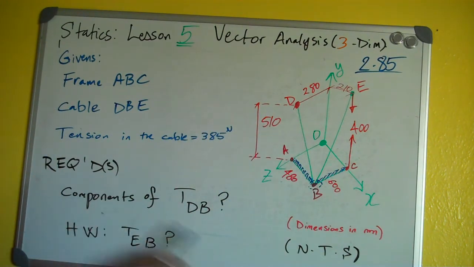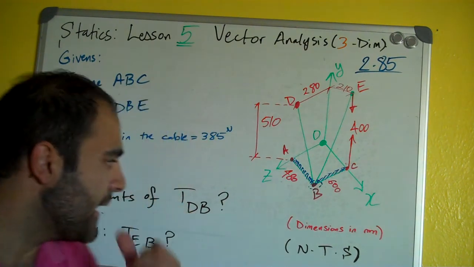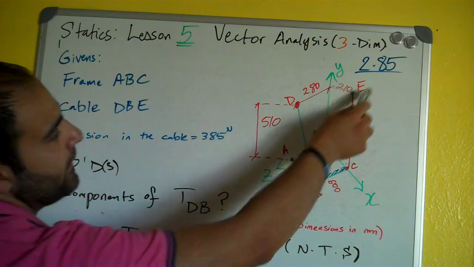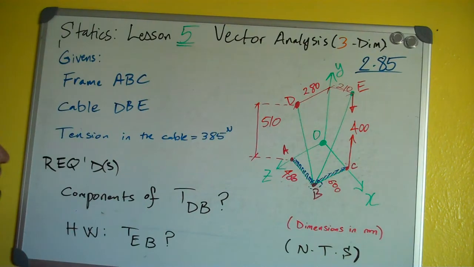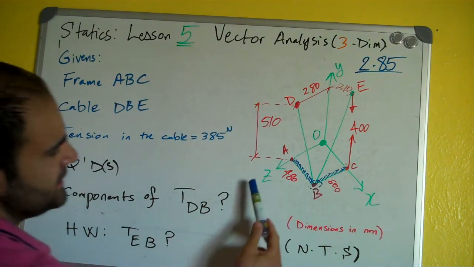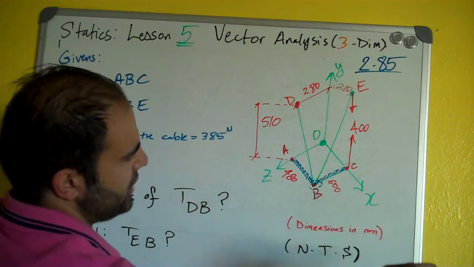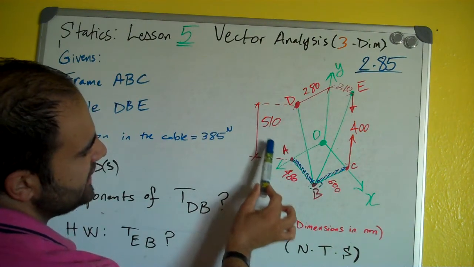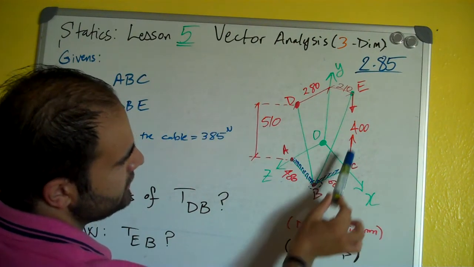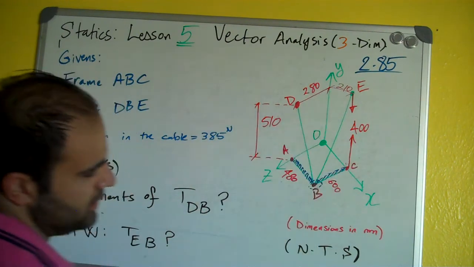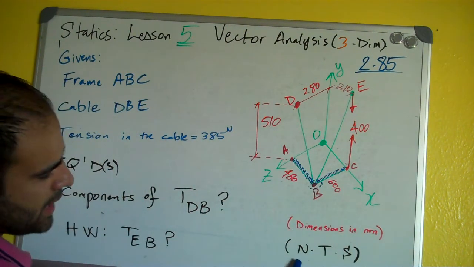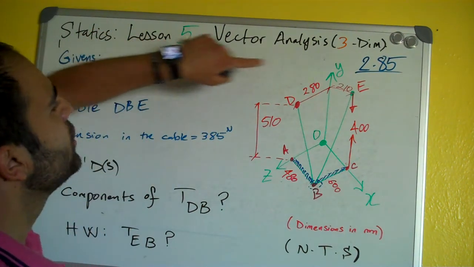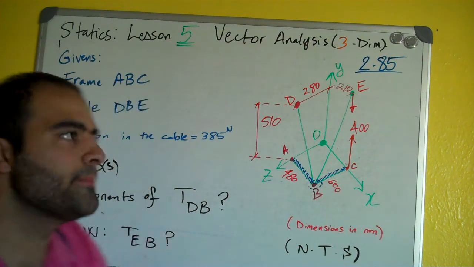It's not an official homework assignment, but if you want to practice, you could find out the components of tension EB, or BE, whatever you want to call it. Let me read the problem. Z in that direction, X in this direction, Y in this direction. Dimensions are 280 millimeter, 510, 480, 600, 400, 210, in millimeter, not to scale. That is the problem statement, and it's lesson 5. We're doing a problem in 3 dimensions.